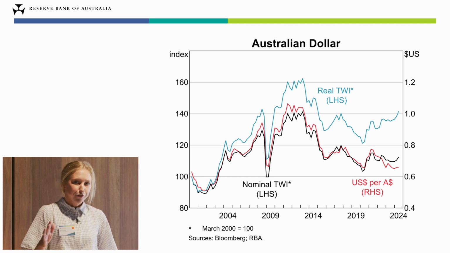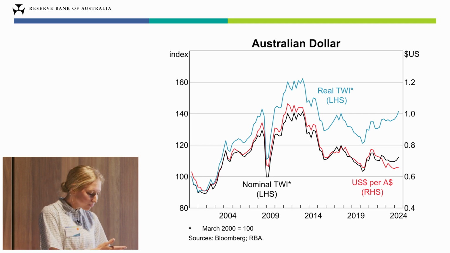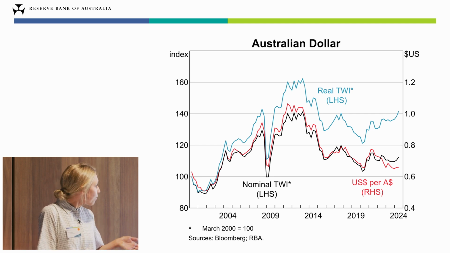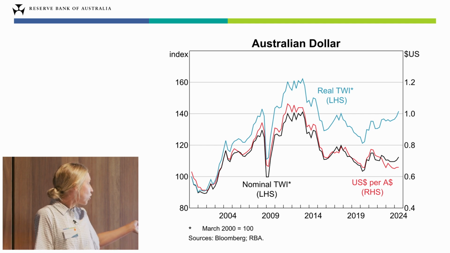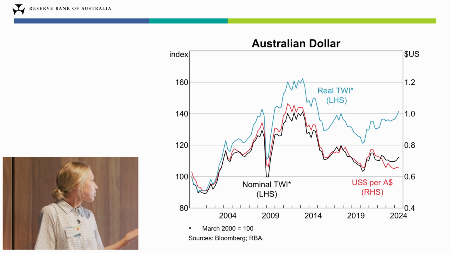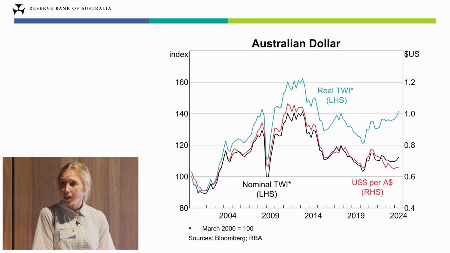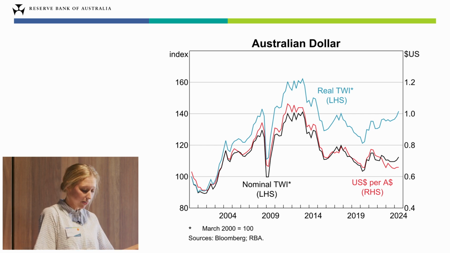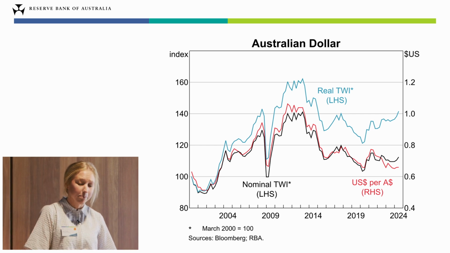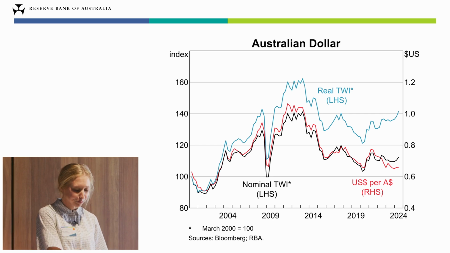So with these different types of measures in mind, there's a few broad trends to point out in this chart. The exchange rate appreciated for most of the decade from the early 2000s to around 2013. And this largely reflected the effects of the mining boom. Since then, it's depreciated quite considerably as commodity prices have fallen and monetary policy has been eased here and around the world. I will speak to some of these driving forces a little bit later on in more detail.